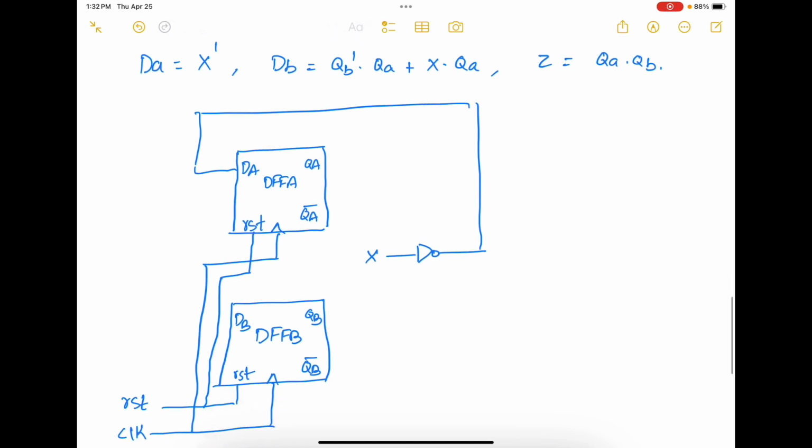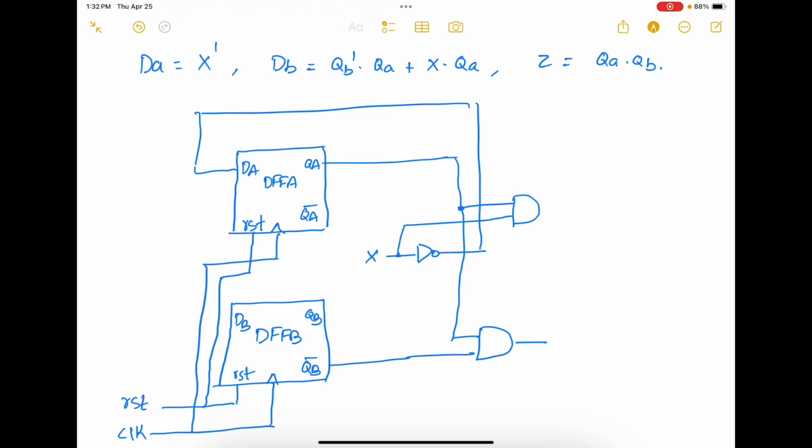DB is QB prime QA. So that's QB prime and QA. I'm going to AND this, or x and QA. So this is QA, this is x. I'm going to AND it, and I'm going to OR this with this one here. And that's going to go to DB. So to DB, which is all the way here.